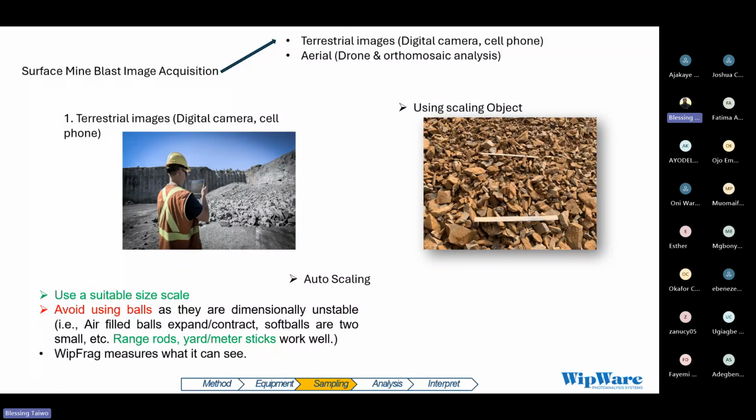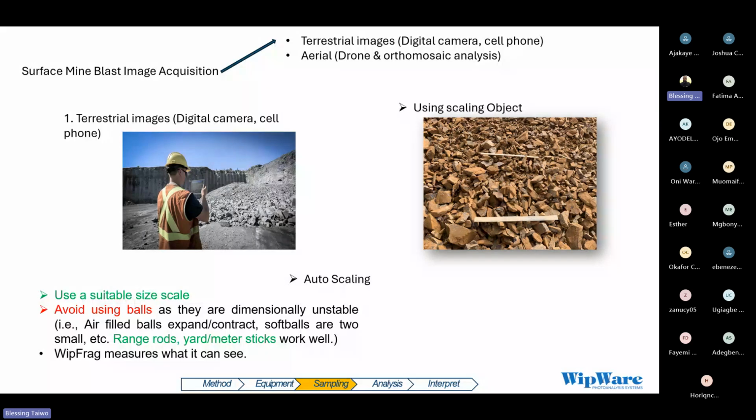So you want to ask, what does it mean to use auto scaling with the WipFrag? You use the auto scaling feature easily when you are taking the picture of your muck pile with a mobile phone that has the software installed on it. I believe everyone right now has the software installed on their mobile phone. If you open the software right now on your mobile phone, you will find an option. On the plus icon, you will see camera. When you click that camera, you can easily take the picture of your muck pile, that is the blasted material, using the software interface directly.